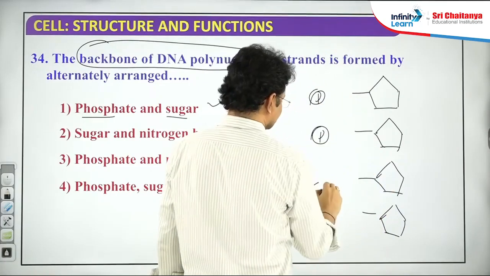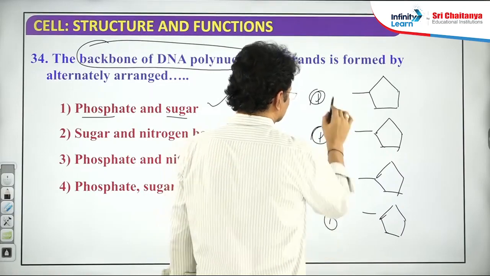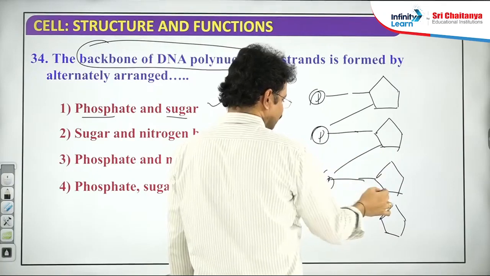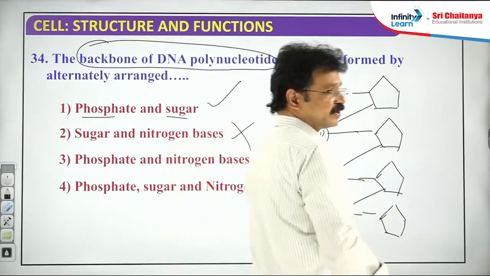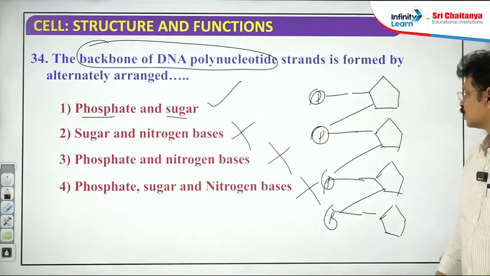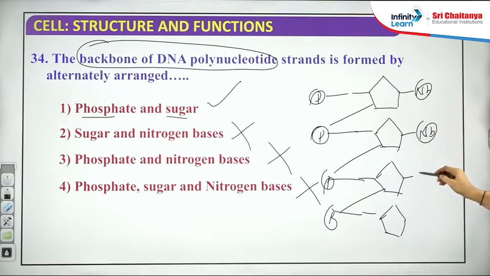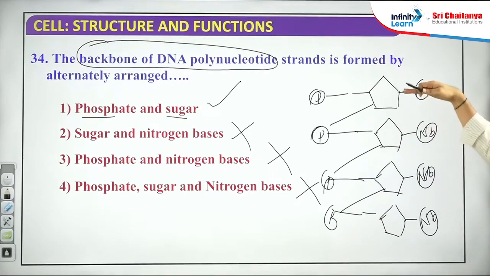Phosphate, nothing but phosphoric acid. Ester bond. They are linked to form a long chain. Now it is known as the backbone. In this backbone, nitrogen bases appear like steps or lateral sides of the backbone. NB means nitrogen bases. Nitrogen bases appear like steps laterally on this backbone.